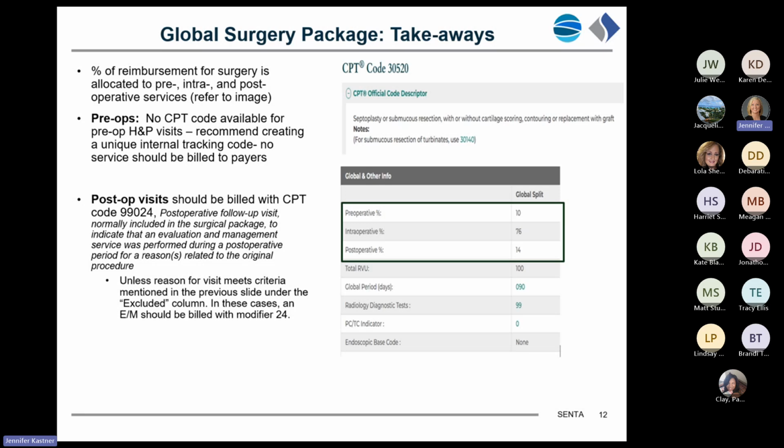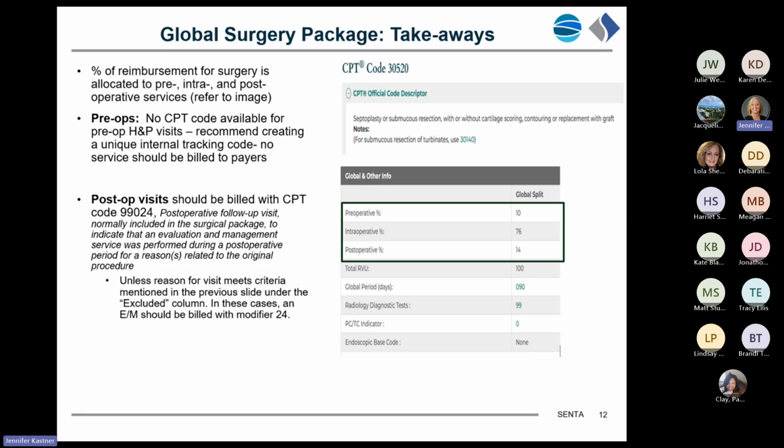Because of that, just industry standards, I've seen in the industry where sometimes there are internal tracking codes created. That's what I recommend, because you want to be able to track, especially if you have a nurse practitioner doing your pre-op visits and then the physician doing the surgery. Sometimes it can make it look like the nurse practitioner is not being productive because they're not getting revenue for those pre-op visits, because they're going to be bundled.